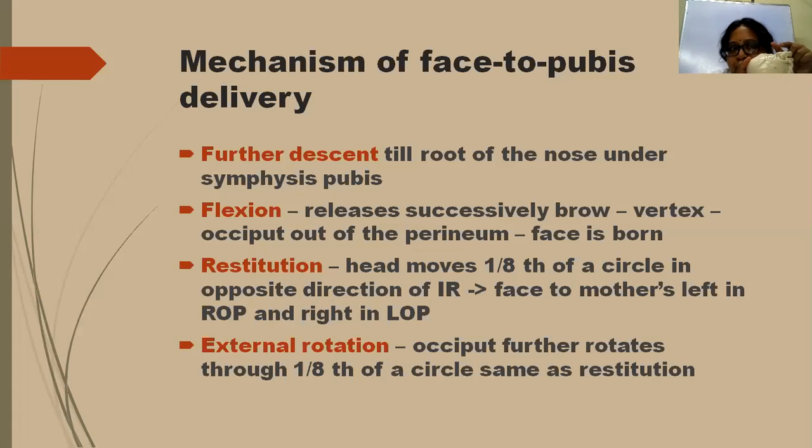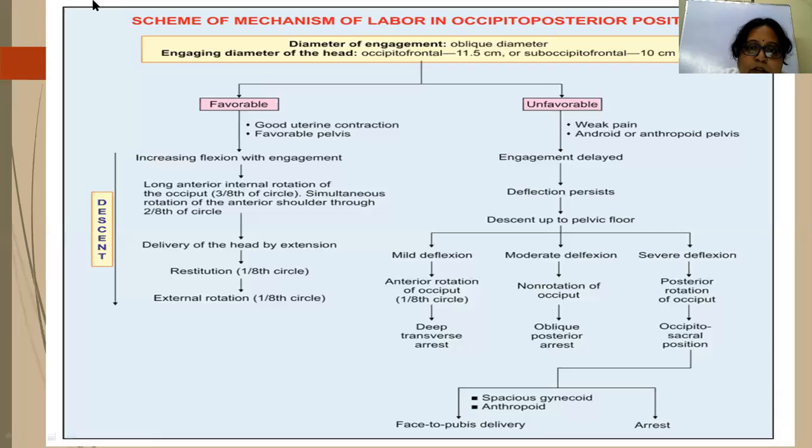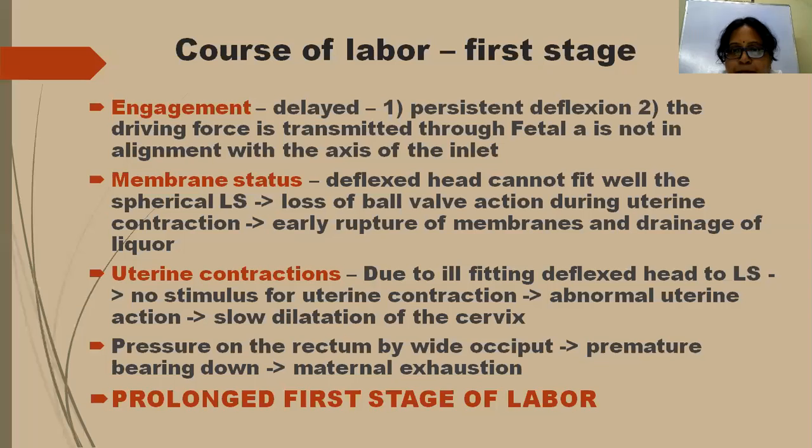And because of this restitution and external rotation, the shoulders are rotated into the AP diameter from the oblique diameter, and then they are born by delivery of the bilateral flexion. Shoulders are born. So this is how you can go through in your textbook how the delivery will occur in favorable and unfavorable circumstances.